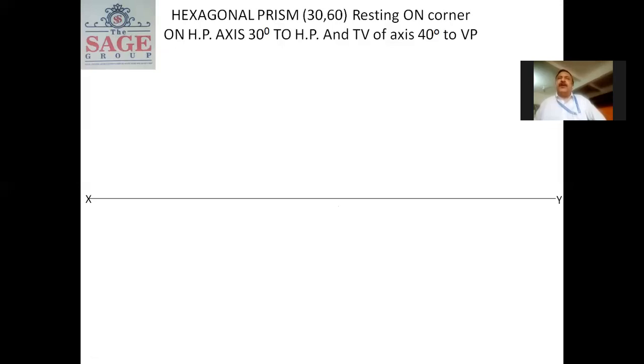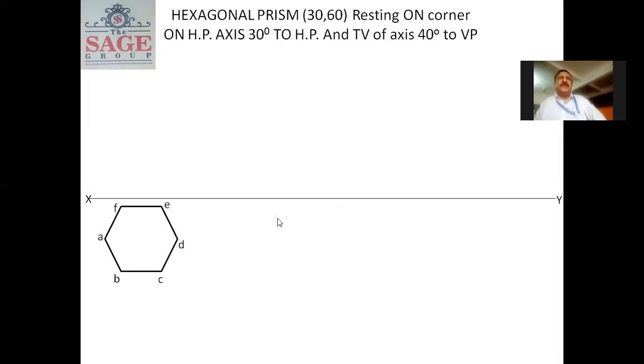Now how do we draw the hexagon? It is resting on a corner, so we draw the hexagon like this. If it were resting on a side, then we would have to draw this side perpendicular to XY. Okay, so this is our base.